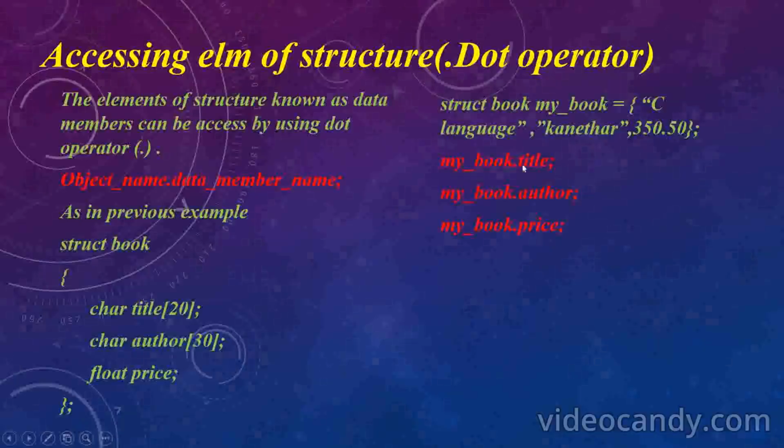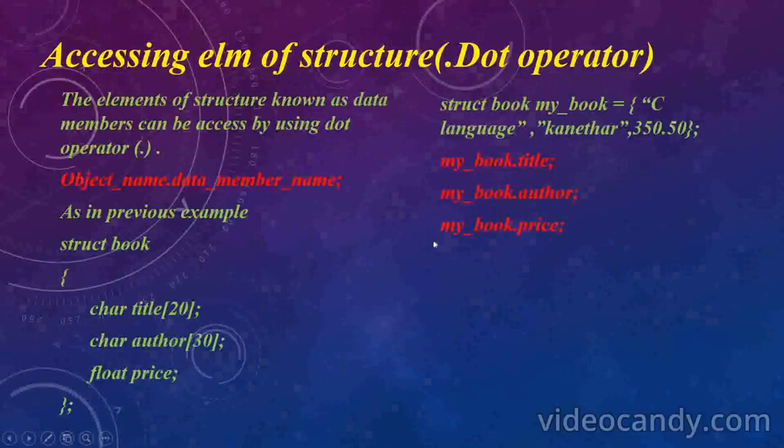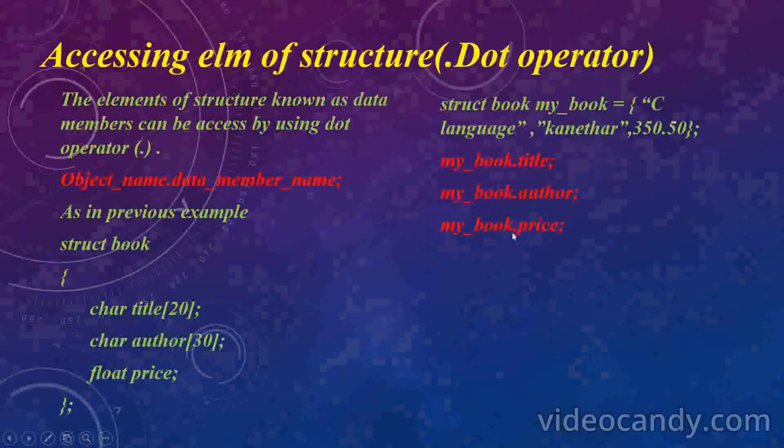I will use my book dot title. Similarly, to access the author, I will use my book dot author. Similarly, for the price, I will use my book dot price. So my book is the variable name of the object, dot is an operator, and price is a data element.